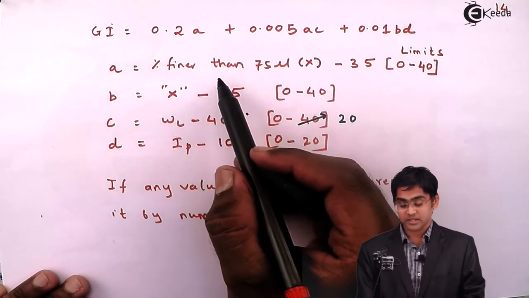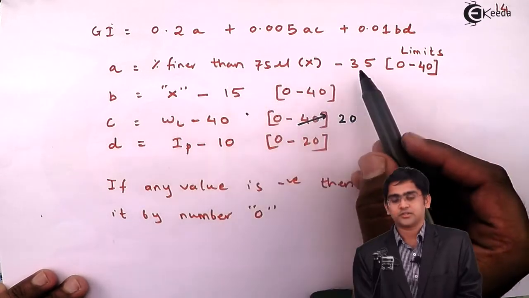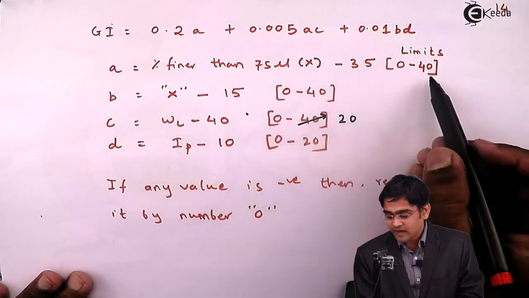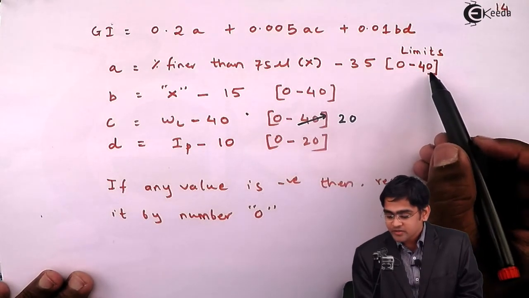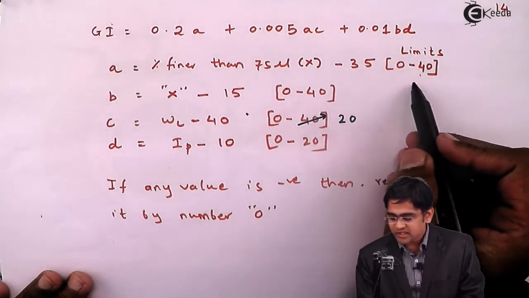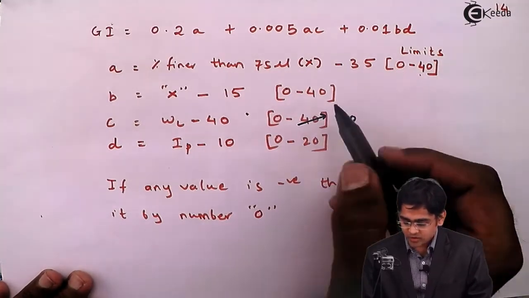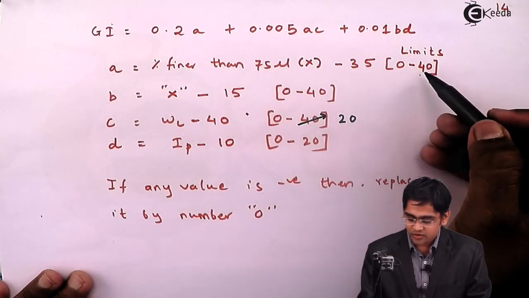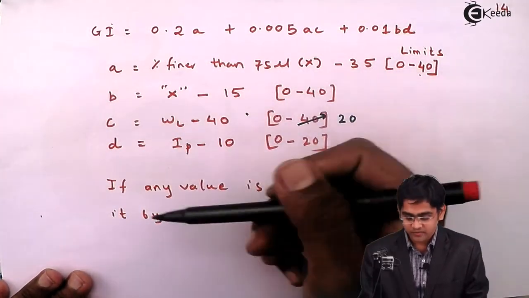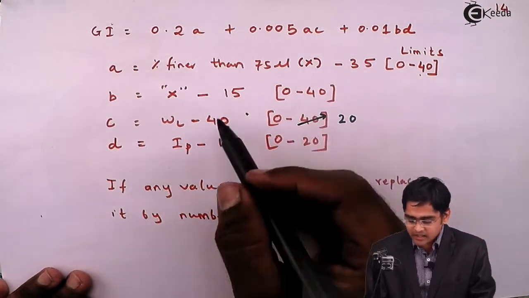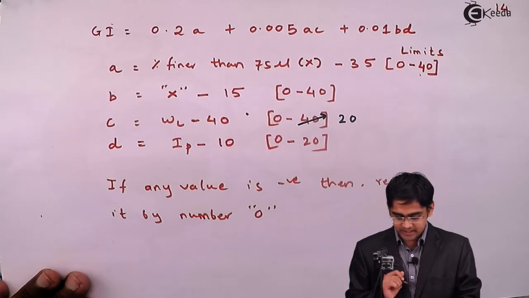and if you have a percentage finer equal to, let's suppose, 80%, then 80 minus 35 will become equal to 45. So again it has gone beyond 40, therefore you need to restrict it to 40. That is the meaning of these limits. For A and B, limits are 0 to 40, and for C and D, limits are between 0 to 20. Remember, everything you need to put in percentage.